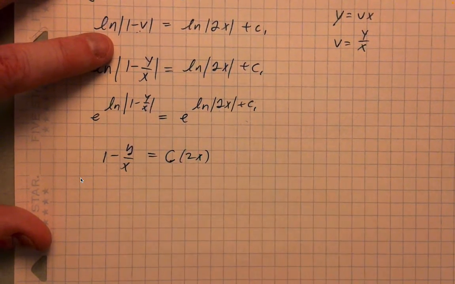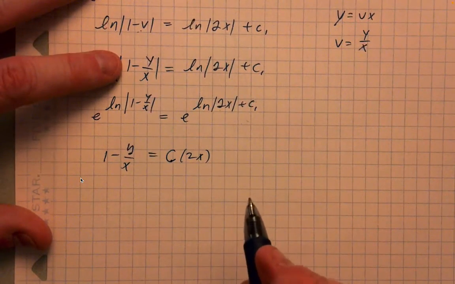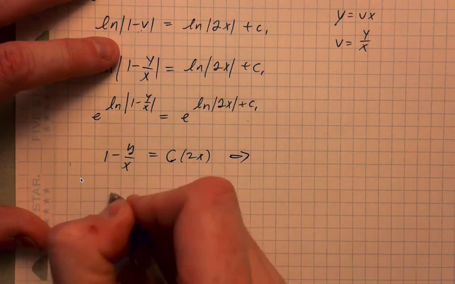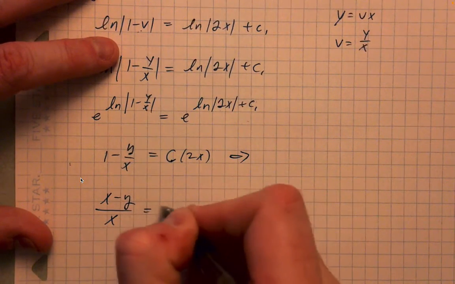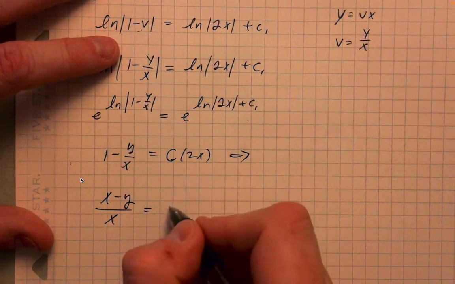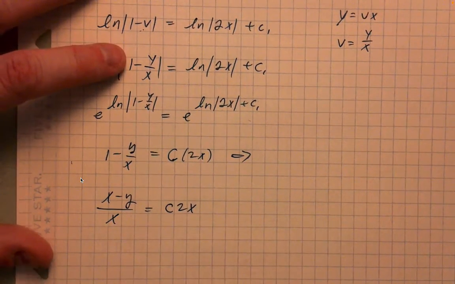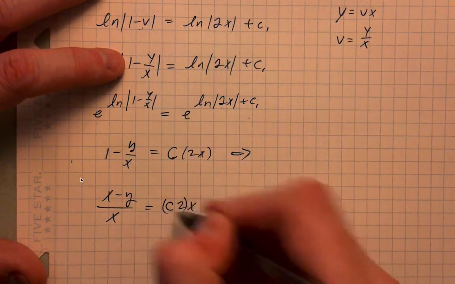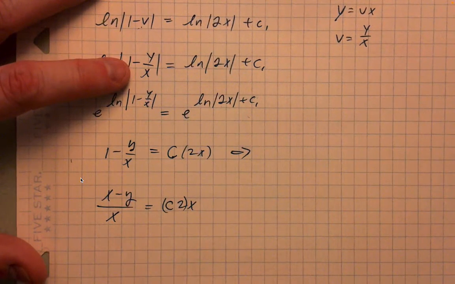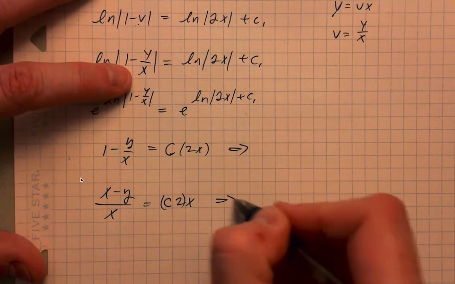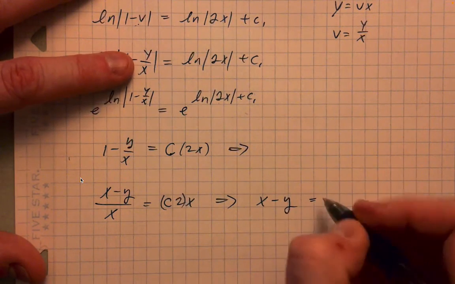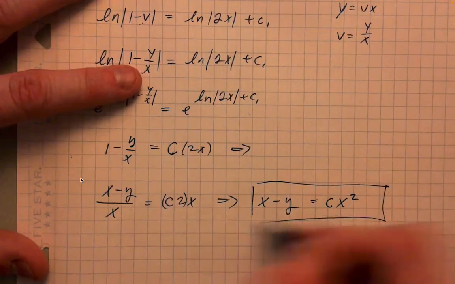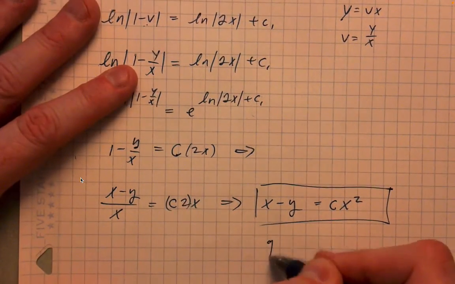Okay, and we can clean this up a little bit. Let's write this as (x minus y) over x equals c times 2x, and we can group those. C times 2 will just become a new C. And let's multiply everything by x. So in the end, we get x minus y equals cx squared. Okay? And that would be the general solution.